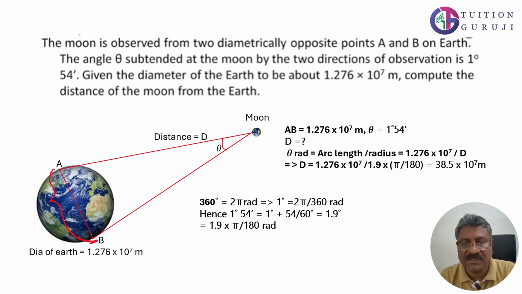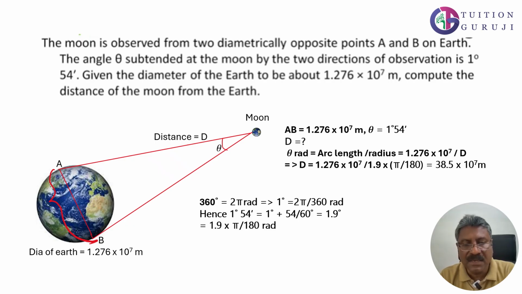is 1 degree 54 minutes. The theta is 1 degree 54 minutes. Given the diameter of the Earth is 1.276 into 10 raised to 7 meters. The diameter of the Earth is given. Find the distance of the moon from the Earth. The distance of the moon from the Earth is nothing but the radius of the angle subtended, the arc length actually.